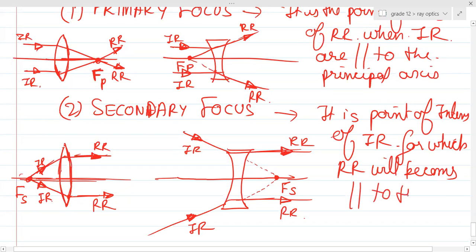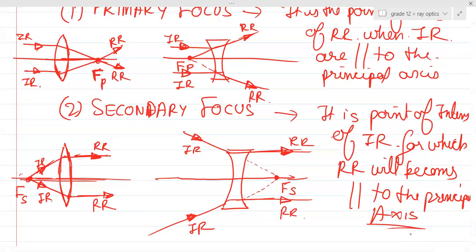So, principle of reversibility, right? Yes. So this is your primary focus and this is your secondary focus. The one which you use in 10th grade, F1, F2. So it's not always F2 or F1 in the case of concave lens and F2 in the case of convex lens. Sir, that is not the primary focus. Primary focus and secondary focus are defined like this. You have grown up. You have come in 12th grade now. You are not in 10th grade, right?